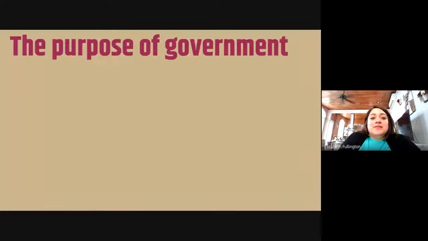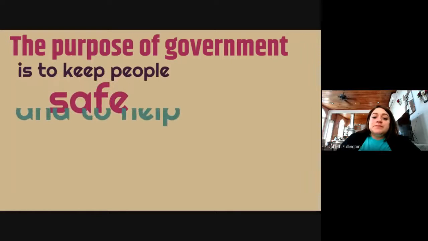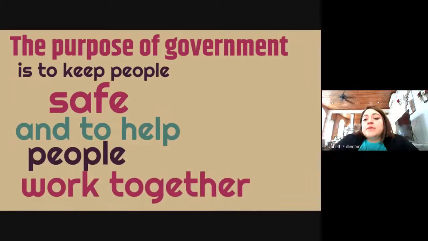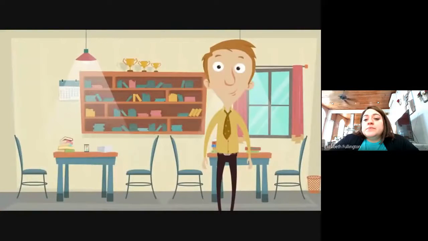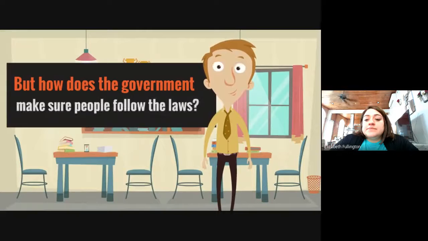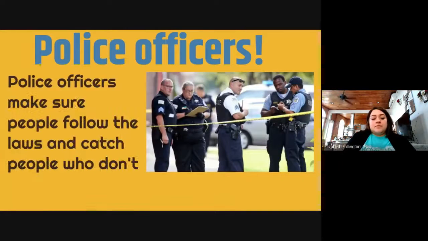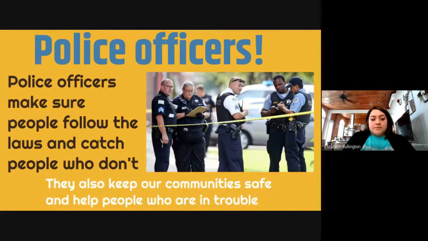The purpose of government is to keep people safe and to help people work together. But how does the government make sure people follow the laws? Police officers! Police officers make sure people follow the laws and catch people who don't. They also keep our communities safe and help people who are in trouble.